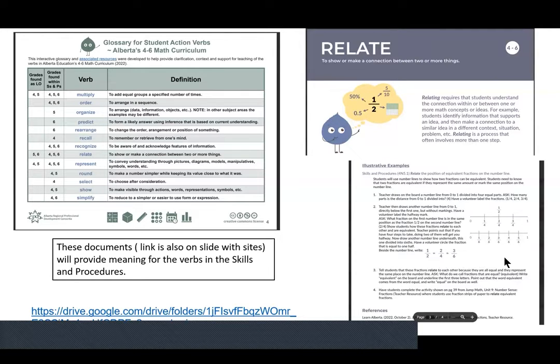So you can see on here that this is showing you equivalent fractions. It's relating equivalent fractions on a number line. That would be grade 4, something in the learning outcome and the skills and procedures as part of that. So you have this example, and then you have some references as well. These are going to be very, very valuable to you.